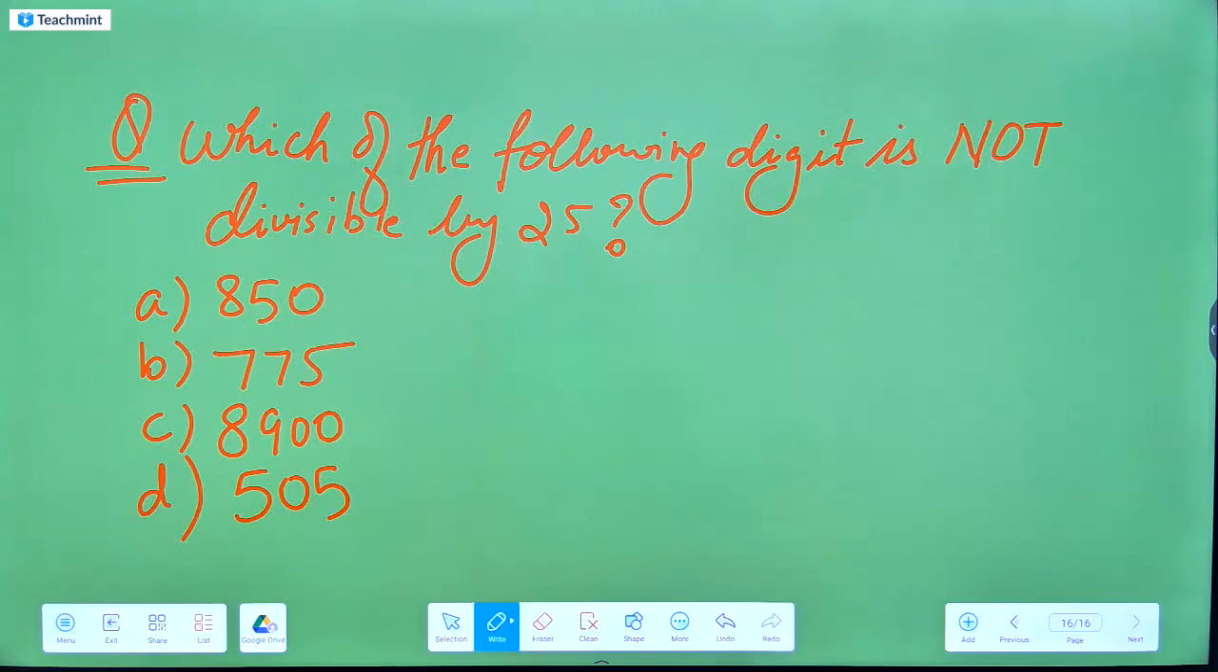Which of the following numbers is not divisible by 25? Very good. 9 of you have given me the correct answer. Sadhya, Dhruv, and Arjun, first 3 to answer me.